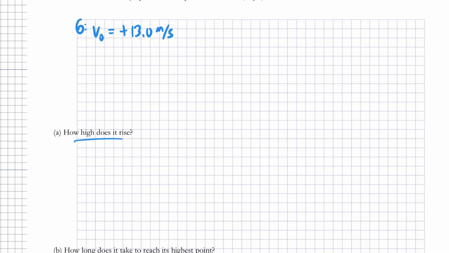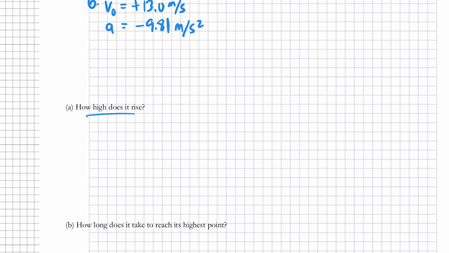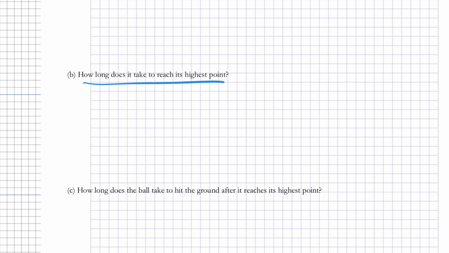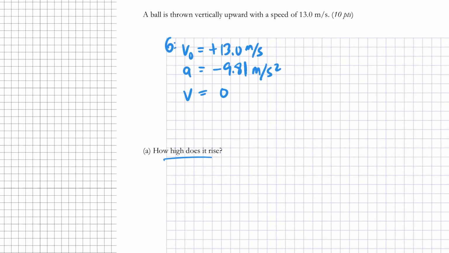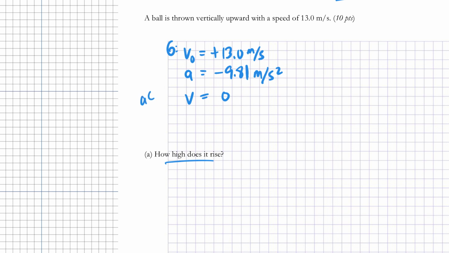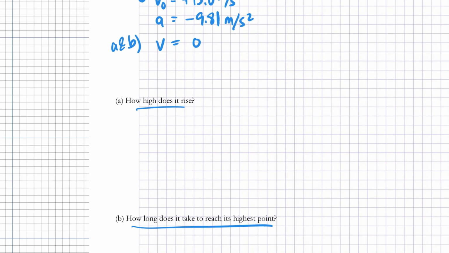So what we're going to do here is I'm going to go back up to givens, and note that the acceleration is negative 9.81 meters per second squared. That is a given because this is a free fall problem. A and B have to do with when it gets to the very top of its flight. So for both of those, the final velocity is 0. What about C? How long does the ball take to hit the ground? This only applies to A and B.